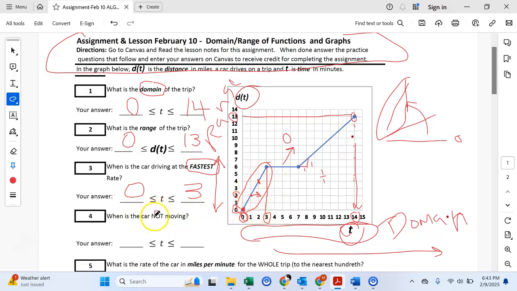Now again, when is it not moving? Sorry, it's when it's flat. So it's from here to here, but we need the time on it. So that would be from 3 to this point right here, 7. So that's 3 to 7. Okay, so that's how you do those kind of problems.